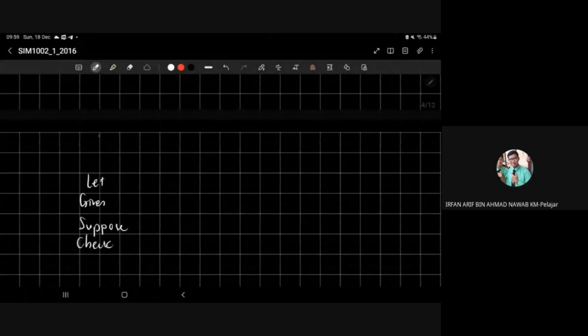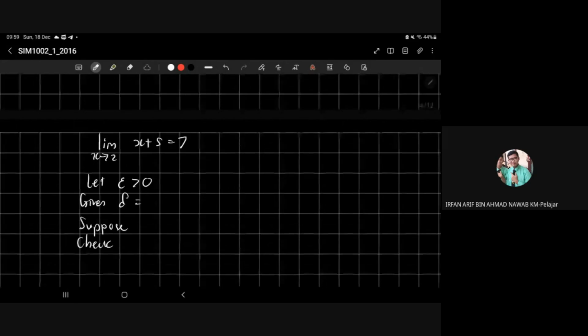So let me give you a simple one: limit as x approaches 2 of x plus 5 equals 7. I want to prove that this limit exists. But this is for linear lah, so linear is really straightforward. So let my epsilon be bigger than 0. That's the first step. And then given delta, because based on the definition, for all epsilon bigger than 0, there exists delta. There exists means at least one, so we have to find at least one value of delta which satisfies this.